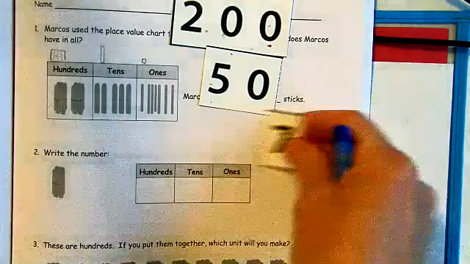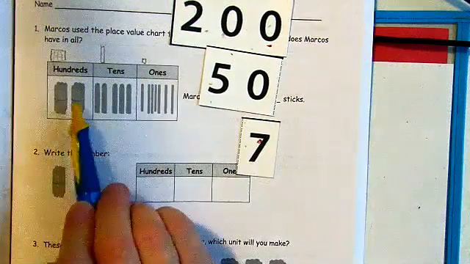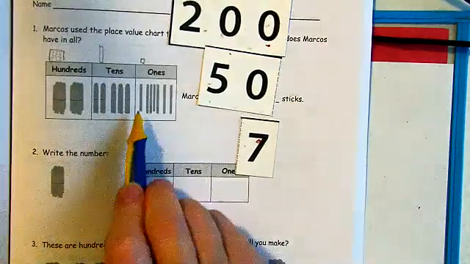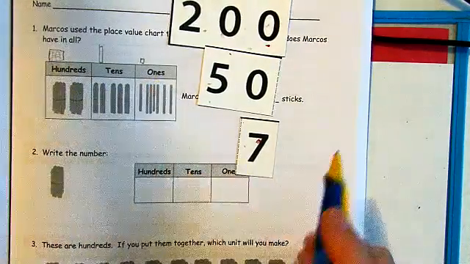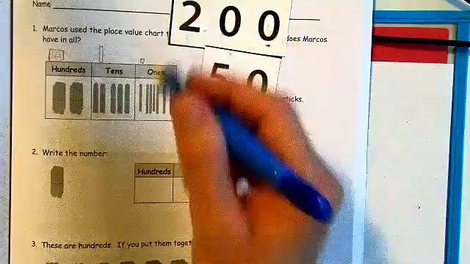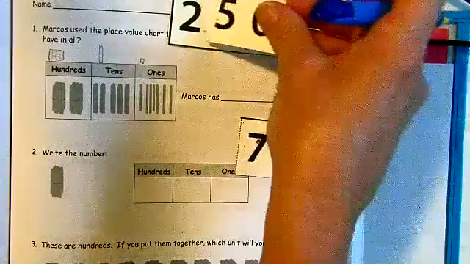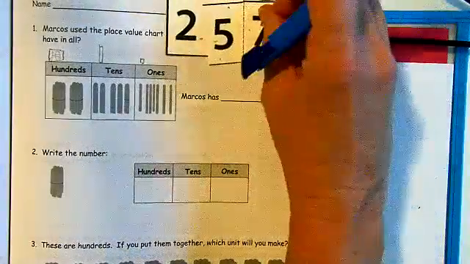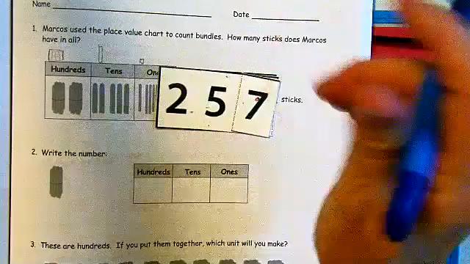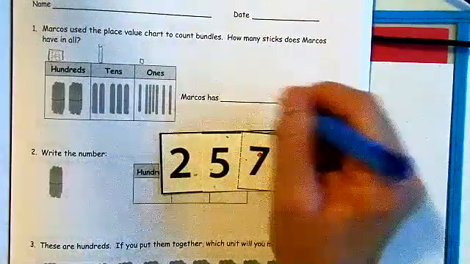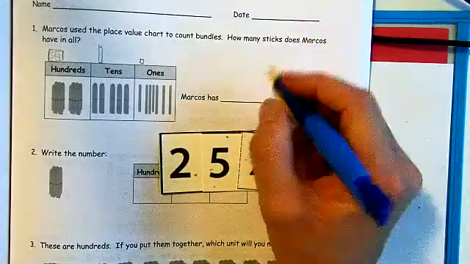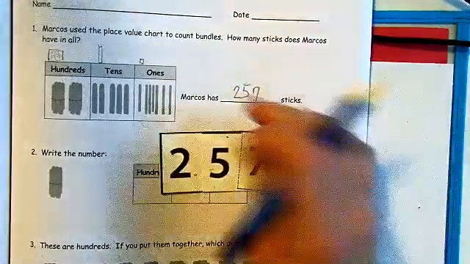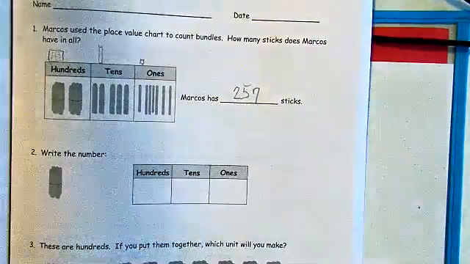There is my 7. So they have 2 hundreds. They have 5 tens and 7 ones. That's Marcos's number. So how many in all? 257. That is how many he has. He has sticks. 257 sticks. All right. Let's look at the next one.